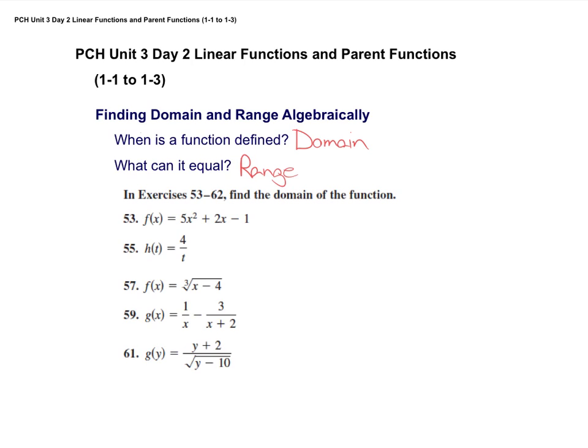Okay? But number 53, what's our parent function for 53? Quadratic. It's a quadratic, all right? So what is our domain for a quadratic? Every real number, good. So we could say here x is an element of the real numbers. Okay? So is that how you write it out on the test? Yeah, you could put that.